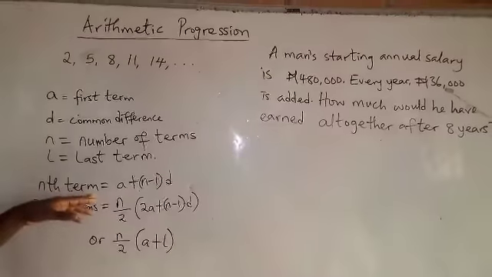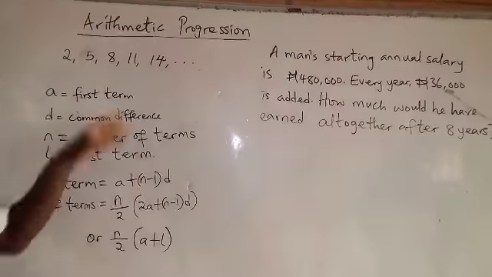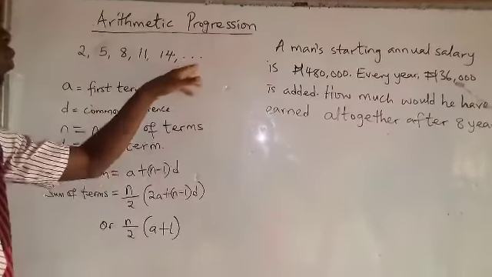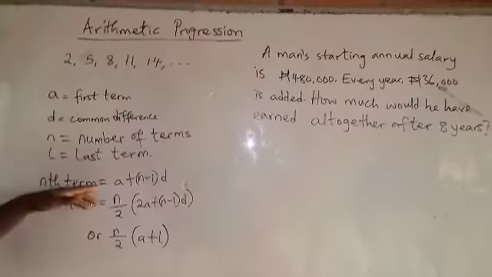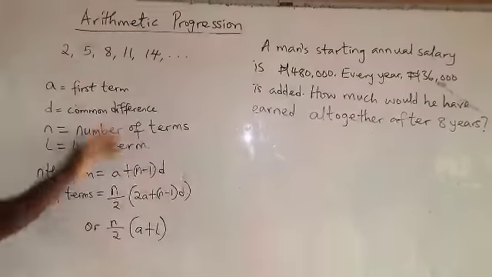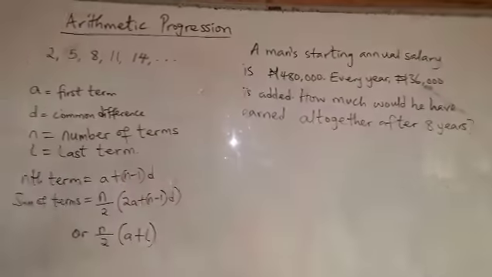Then nth term has its own formula when you are asked to find it. For instance, this sequence, if we are to get the 10th term of this sequence, it will be A plus (n minus 1) into D. A is the first term, n is the number of terms, which is that 10. Then D is the common difference.